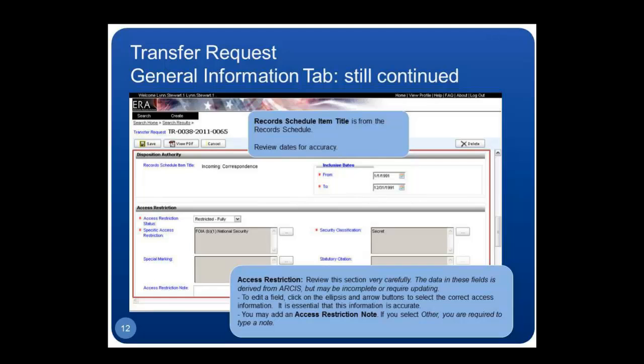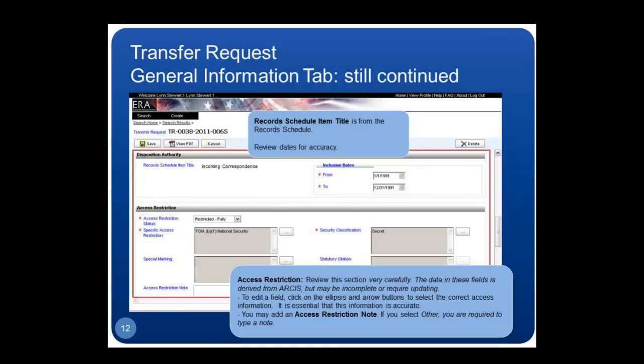If at any point in any of those fields you choose other, the access restriction note down here, which is a free text field, becomes required. So if you're going to tell us none of these things in the pull-down list apply except other, you will need to explain to us fairly precisely what the access restrictions are.